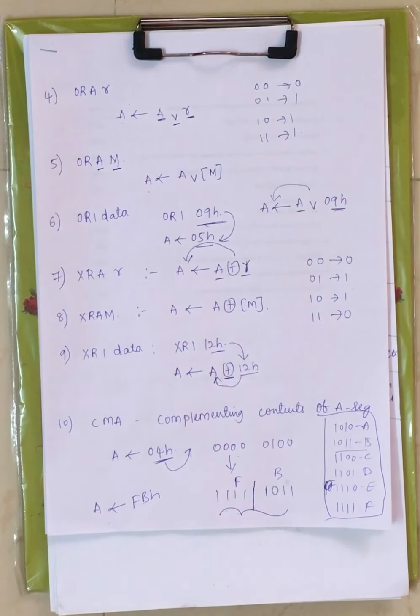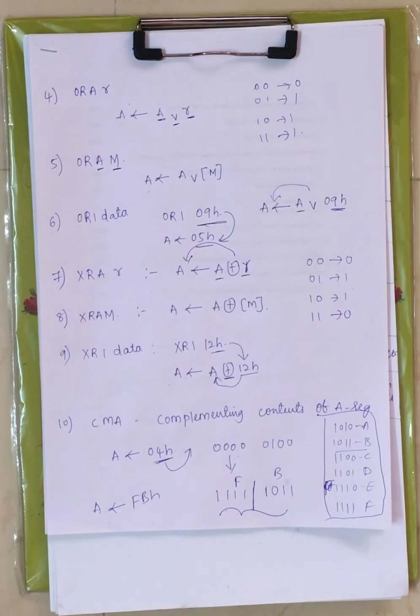You are just complementing the contents of A register. First, the hexadecimal format should be converted to binary form, right? Under that binary form you have a sequence of 0s and 1s. Now 0 is converted to 1 and 1 is converted to 0. After converting that sequence of 0s and 1s, you have to divide it into 4-bit form and again convert into hexadecimal format. Like this we have done it, right? And again the result is stored in your A register. Now this is about your 10th instruction.